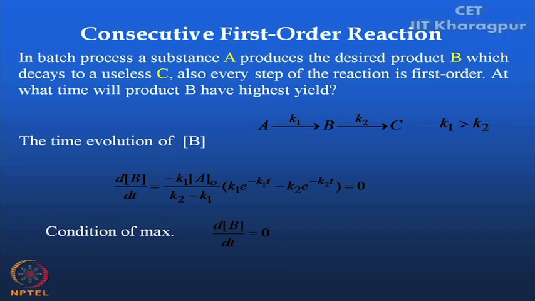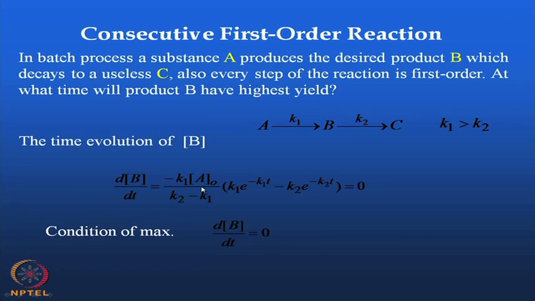So, what will we do? We will first look into the time evolution of B, that is the time variation of B. So, dCB/dt is equal to, as I gave you the expression, K1 A0 over (K2 minus K1) and so on. You have to do this exercise, of course with the assumption that this step is first order. If it is not first order or something else, then you cannot use these expressions, these equations. You have to think of something else.